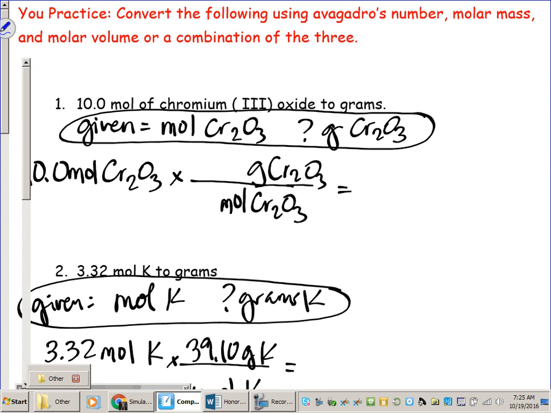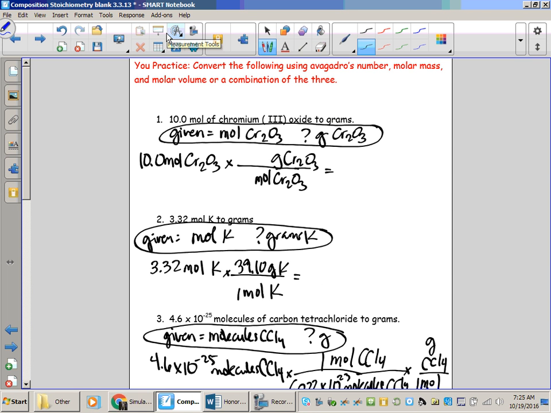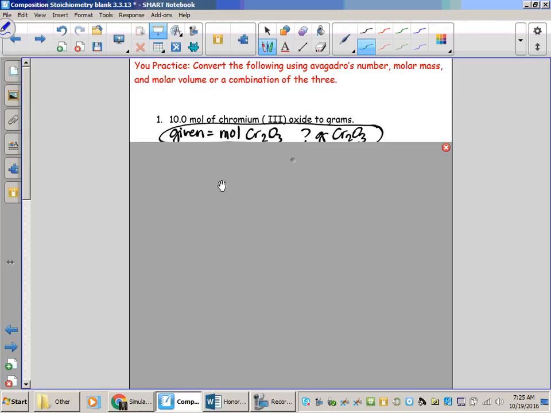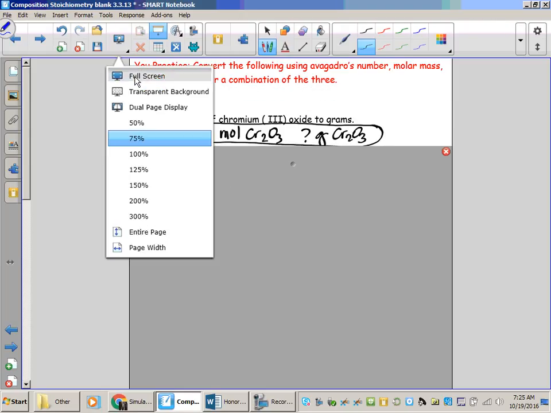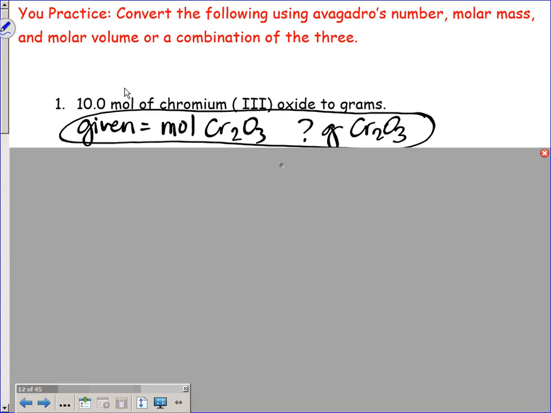And I want your feedback on this before I start just showing everything. So when you read a question like this, the first thing you need to do is make sure you know your nomenclature. Nomenclature is going to be hitting us pretty hard here in the next couple weeks, so make sure you're practicing that. So chromium 3 oxide, Cr2O3. Give me a thumbs up if you got the formula.